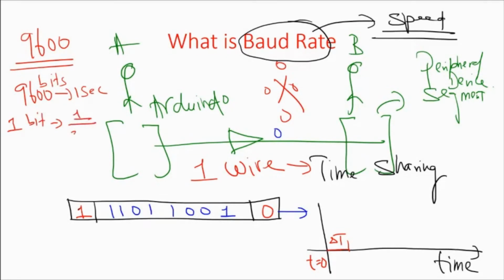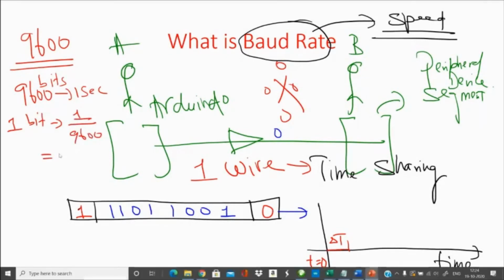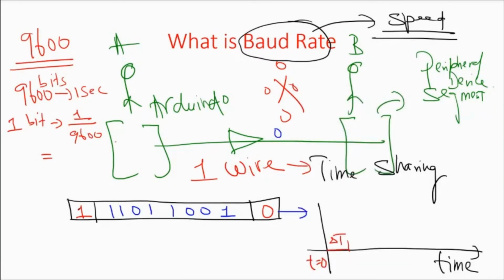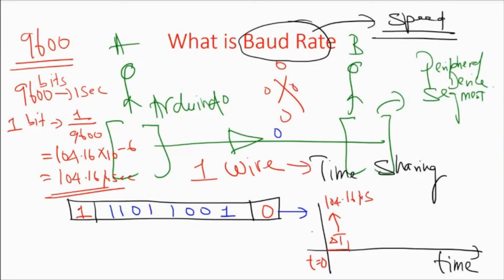1 by 9600. Let me take a calculator. 1 by 9600 is 1.0416 into 10 raised to minus 4, or 104.16 into 10 raised to minus 6, which is 104.16 microseconds. So this delta t is 104.16 microseconds. For that much amount of time, I am keeping this line at low.